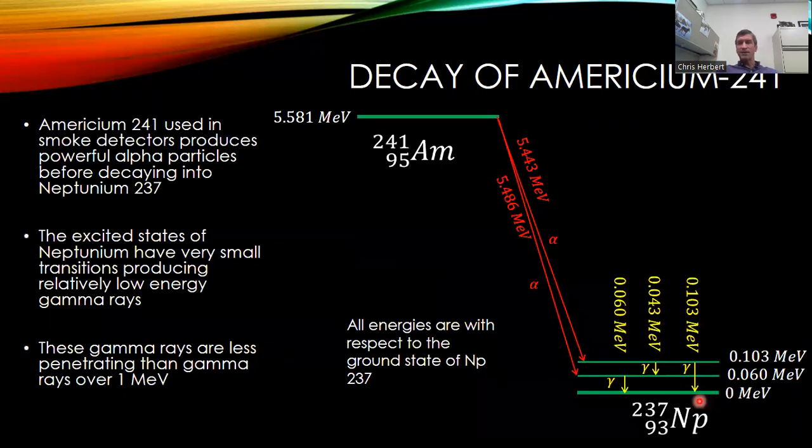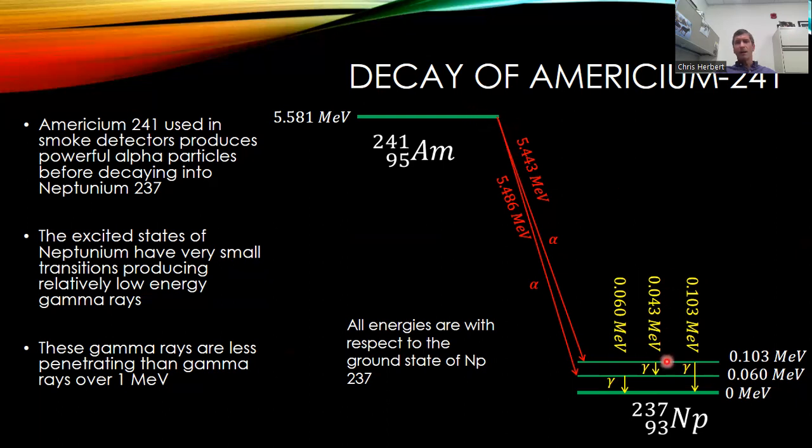Here's the decay of americium, and americium is what we talked about in smoke detectors. Americium-241, very strong alpha emitter, and these alpha particles are very energetic, 5.443 mega electron volts, 5.486 mega electron volts. But the americium decays into neptunium. If you look at the periodic table, it goes uranium for Uranus, neptunium for Neptune, plutonium for Pluto. So neptunium is right between plutonium and uranium.